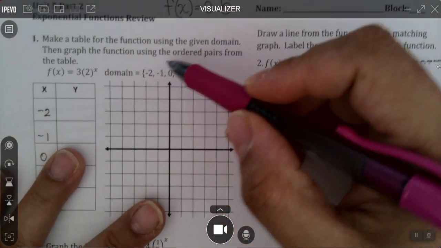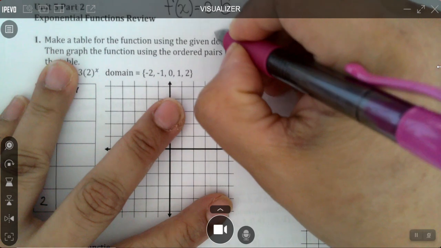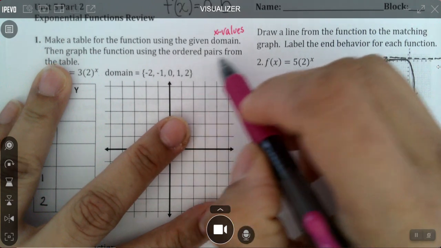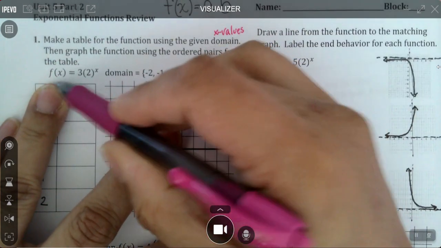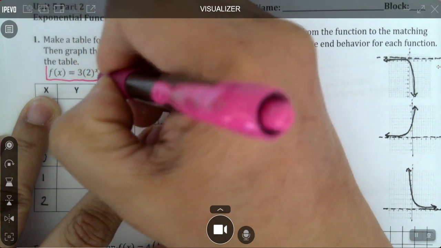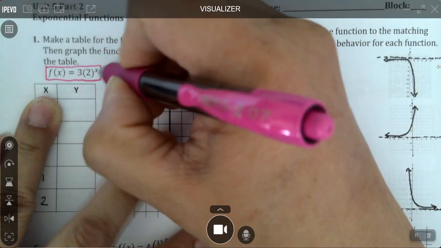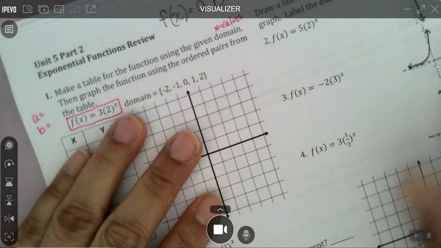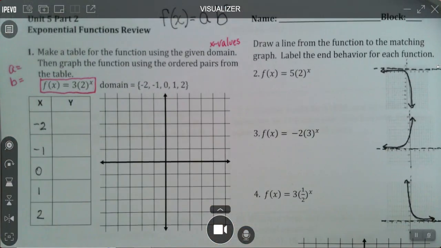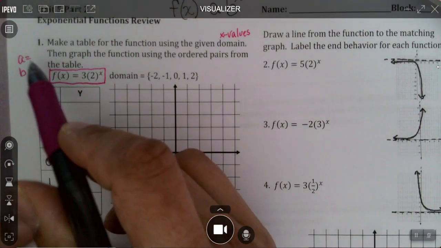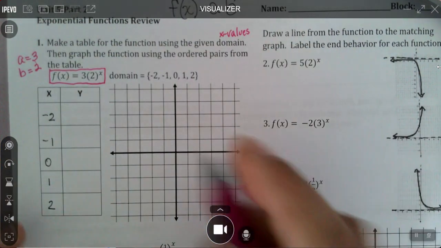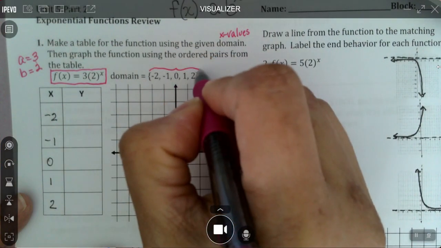All right, make a table for this function using the given domain. Domain is your x values. Then graph the function using the ordered pairs from the table. So this is the function: f of x is equal to 3 times 2 raised to the x. Who represents a and who represents b? By looking at this function, who represents whom? Correct. a is 3 and b is 2. This is the domain, ergo, these are your x values.